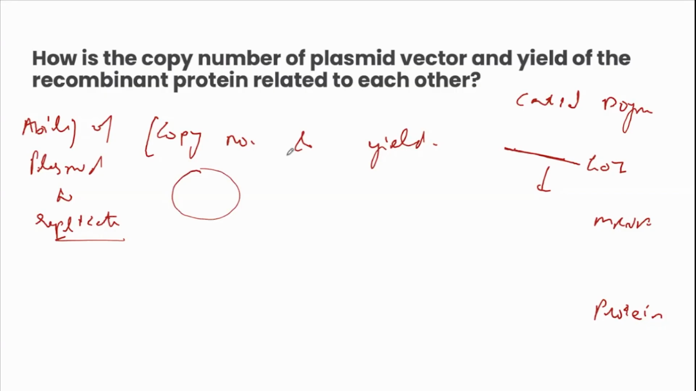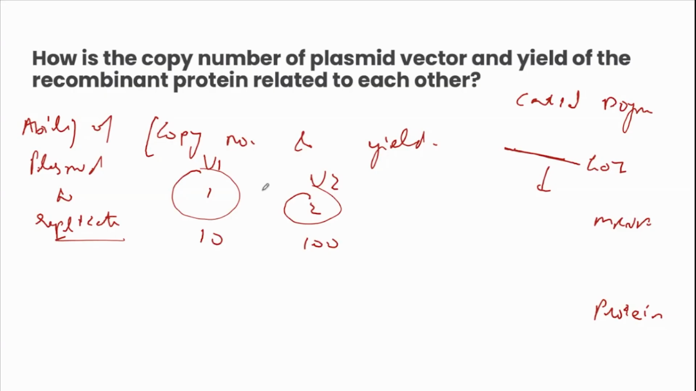So if you introduce the gene of interest in a plasmid where the copy number is very low, so we have already understood about the copy numbers. What if, for example, you have two different vectors, let's say vector 1 and vector 2, and in vector 1 the copy number is, let's say, 10, and vector 2 has 100. Now you will obviously choose the vector that has a higher copy number.